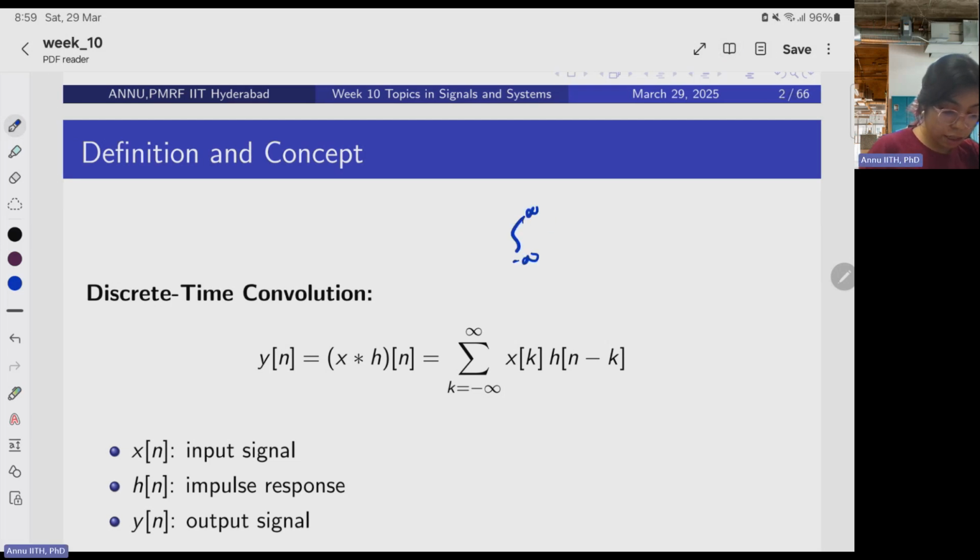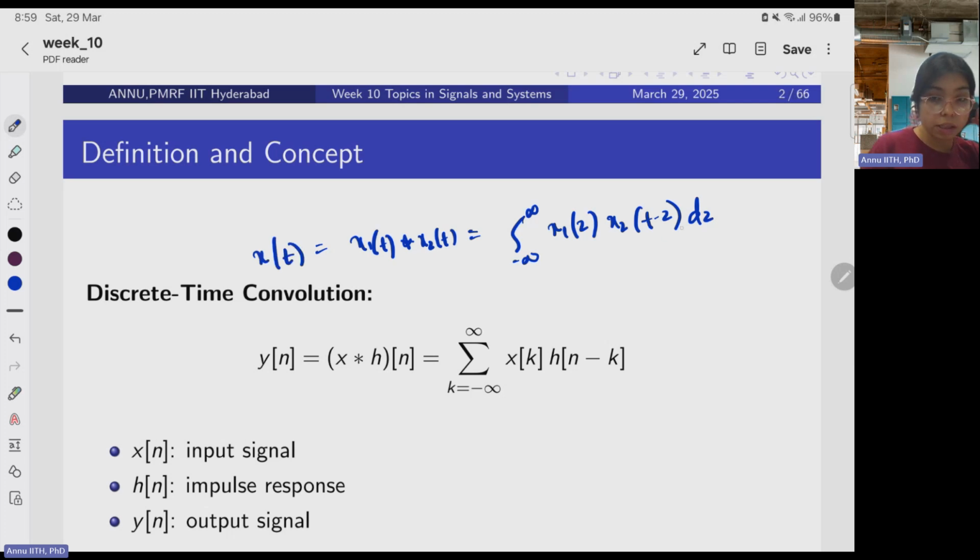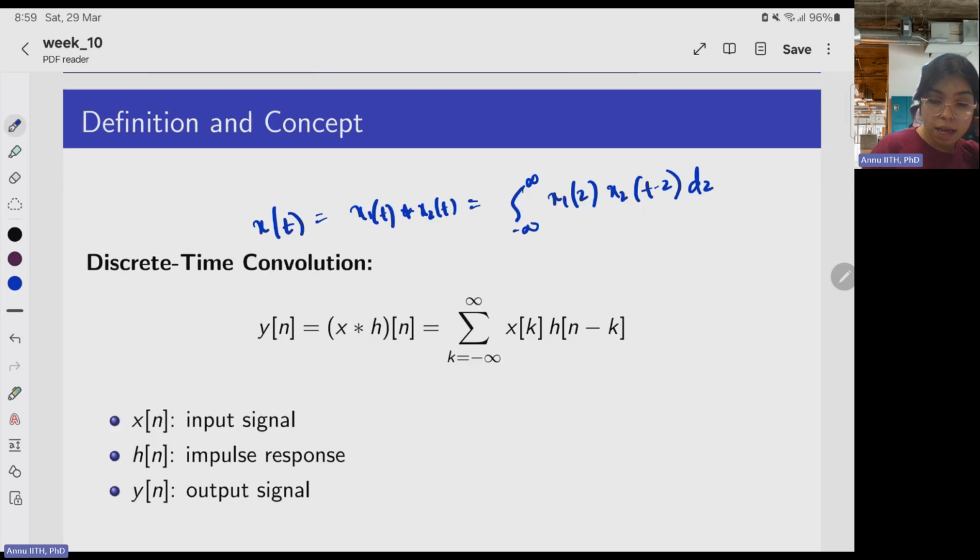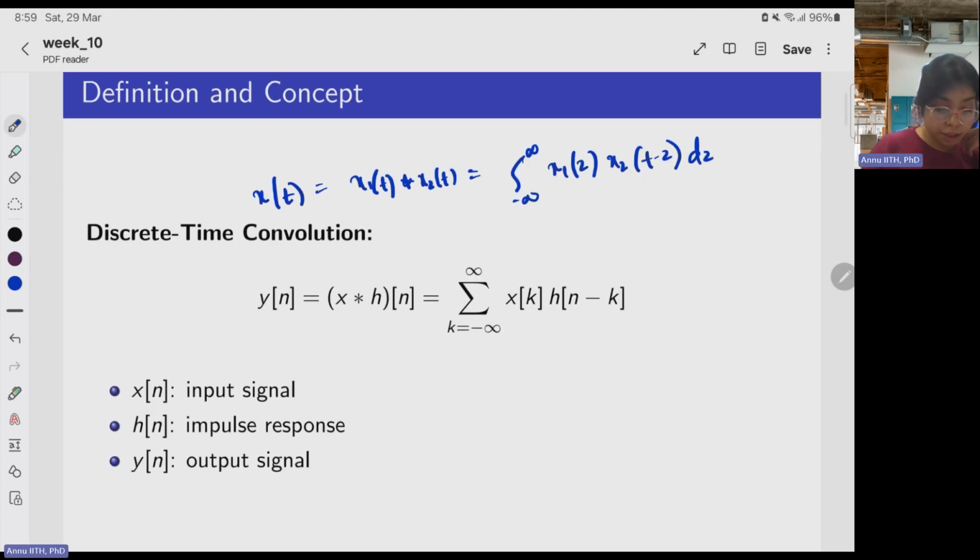Convolution basically is the integral from minus infinity to infinity of x1 of tau, x2 of t minus tau, d tau. What do you think the output will be? It's x1 of t convolved with x2 of t, and you have the output as x of t, since you are doing the integration over tau. Similarly, for discrete time, the integral is replaced by a summation, and here it will be n because we are talking about discrete time: x of n, h of n, and this is y.